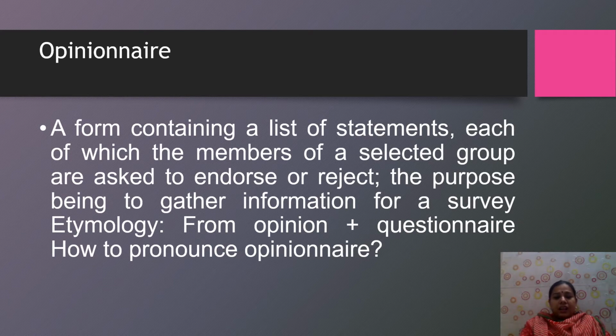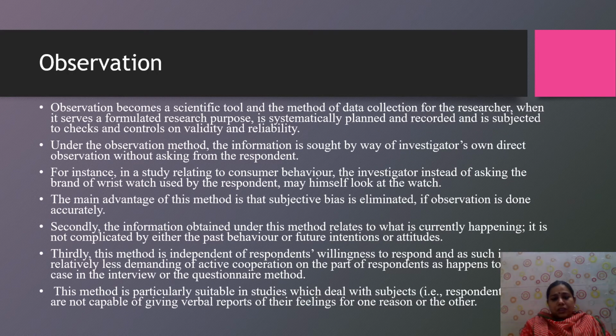Okay, these are the various types of tools which we use. After this is observation, which we have already done. Observation becomes a scientific tool and method of data collection for the researcher when it serves a formulated research purpose. It is systematically planned and recorded and is subjected to checks and controls on validity and reliability.